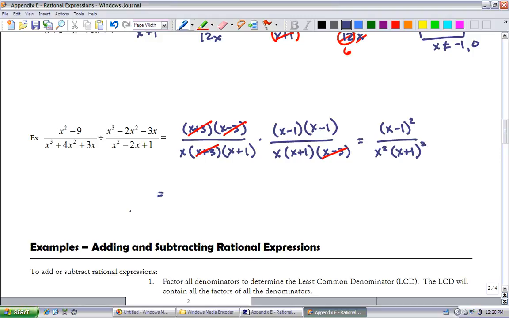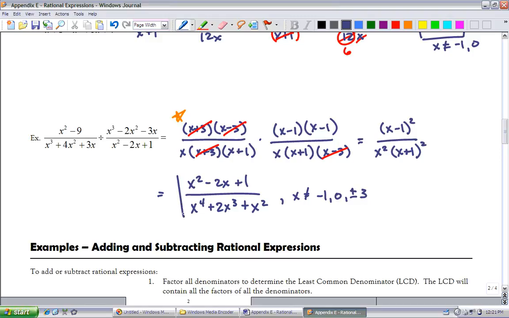And if you were asked to multiply that out, that would be x squared minus 2x plus 1 over x to the 4th plus 2x cubed plus x squared. We would want to make a note here from our multiplication problem. If we look, x in this case could not equal -1, 0, and plus or minus 3. But that would be your final answer.